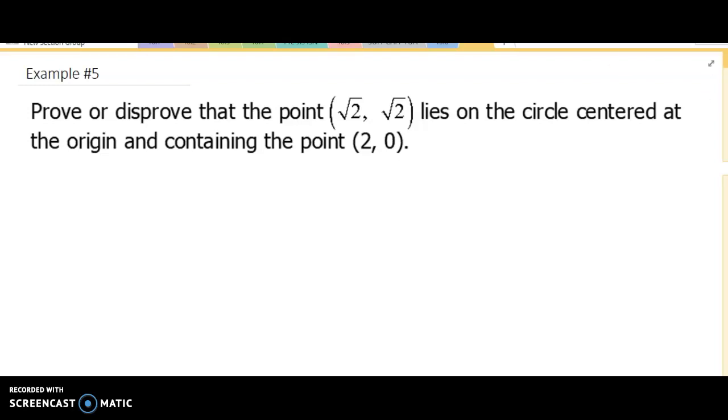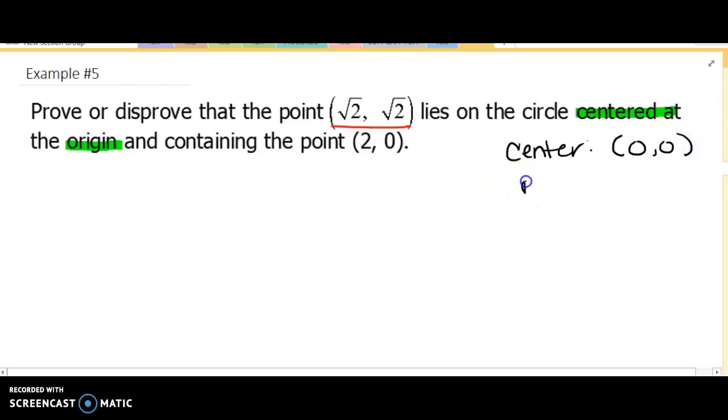All right, so we've been talking a lot about the standard equations of circles. If we look at example 5, it says prove or disprove that the point square root of 2, square root of 2 lies on a circle centered at the origin containing the point 2, 0. So we know it's centered at the origin. When we talk about equations of circles, we need the center, which we have, the origin, and we need the radius.